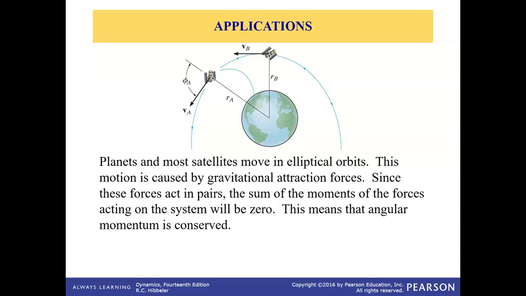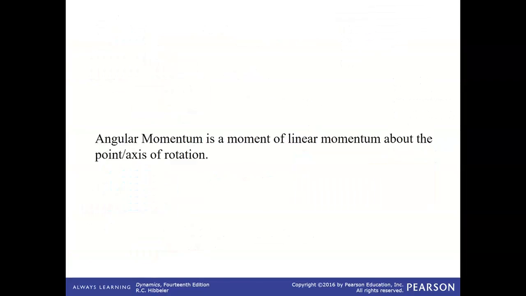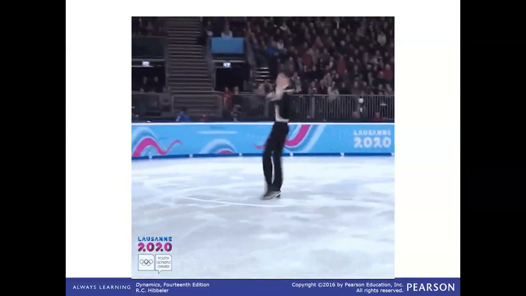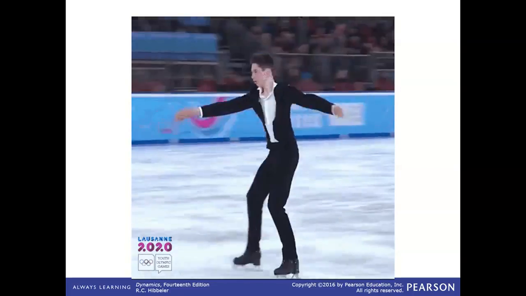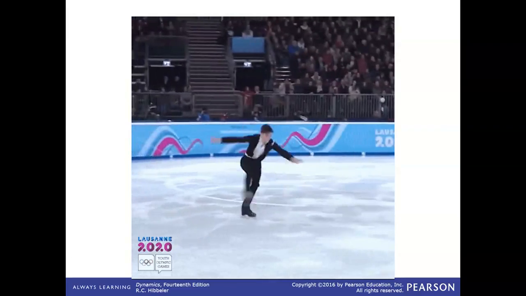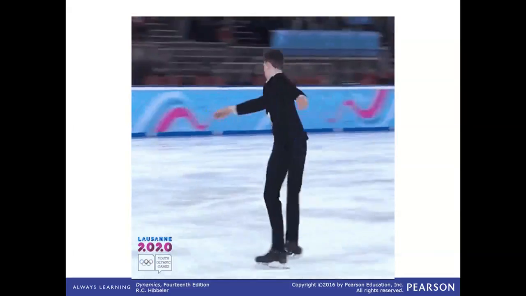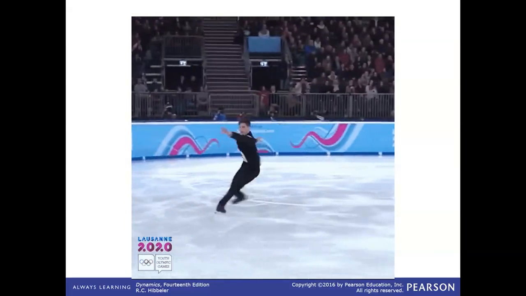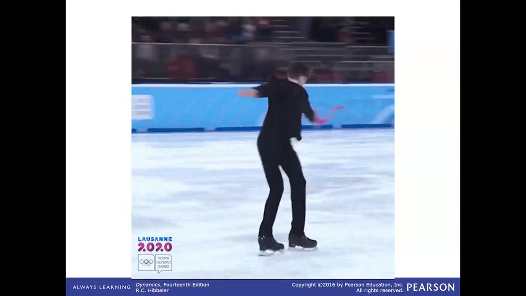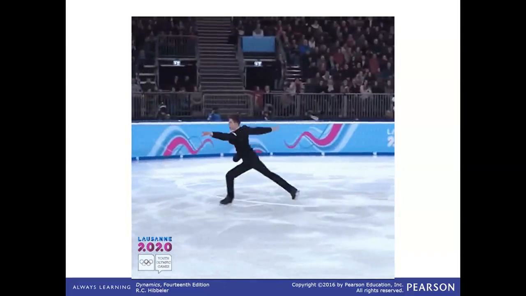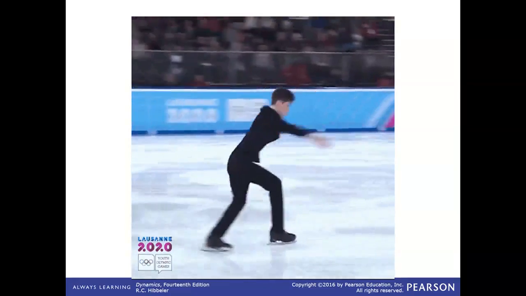In fact, it is the same concept that is applicable to the figure skater. Figure skaters bring their arms closer to their body, thereby reducing the distance from the axis of rotation, and that increases their angular velocity. And when they spread their arms away from their body, it increases the distance from the axis of rotation, and their velocity decreases and their motion slows down.